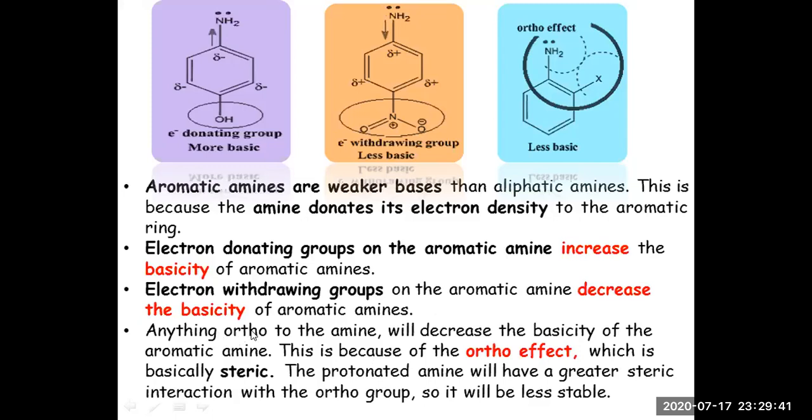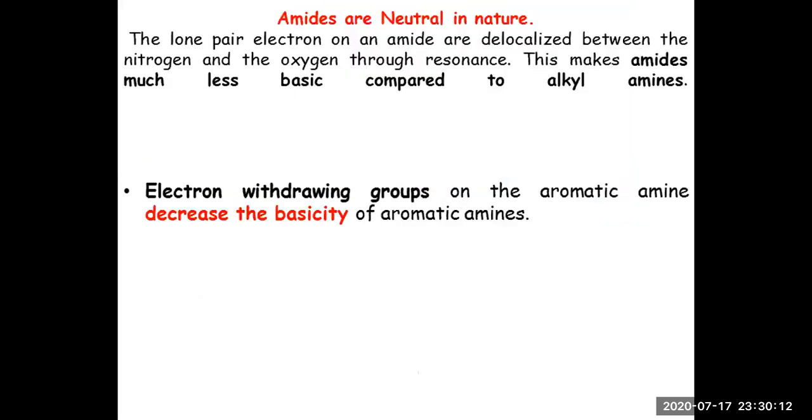So anything ortho to the amine will decrease the basicity of the aromatic amine, and this effect is called the ortho effect. Because of this steric effect, the basicity decreases. The protonated amine will have greater steric interactions with the ortho group, so that the conjugate acid formed will be less stable, and therefore the ortho effect will make that particular base weaker, less basic. Let us go for the next.